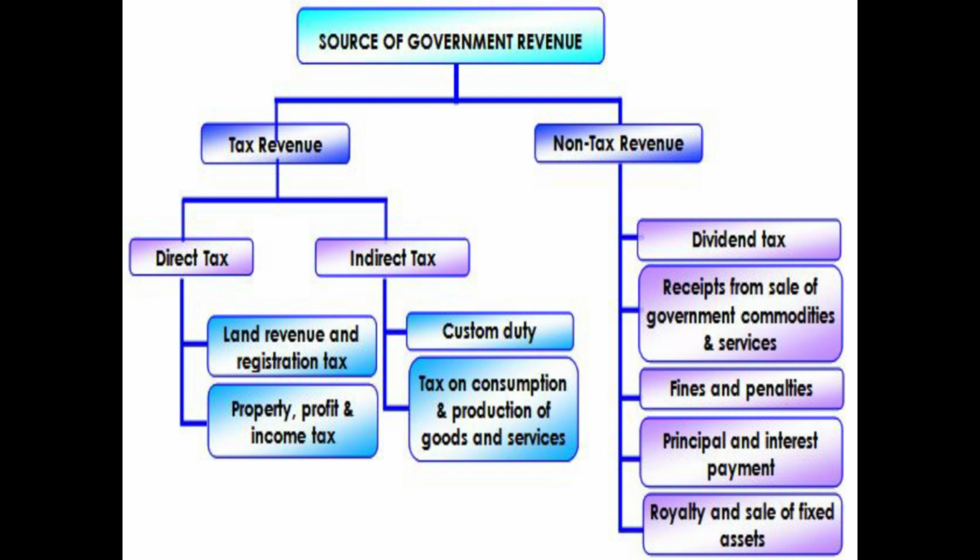Now the non-tax revenue. If we're talking about the non-tax, we have the dividend, receipts from sale of government commodities, and fines and penalties, principal and interest payment, royalty and sale of fixed assets, and the income from public enterprises, forfeiture of bonds, interest on loan. These are some of the sources of non-tax revenue, which are the ultimate source of revenue for the government.